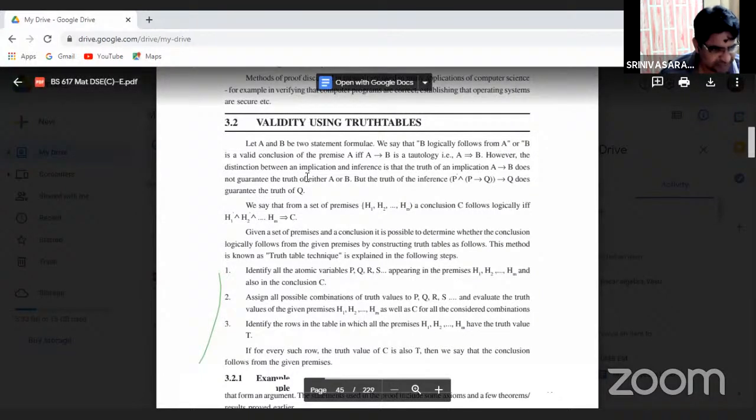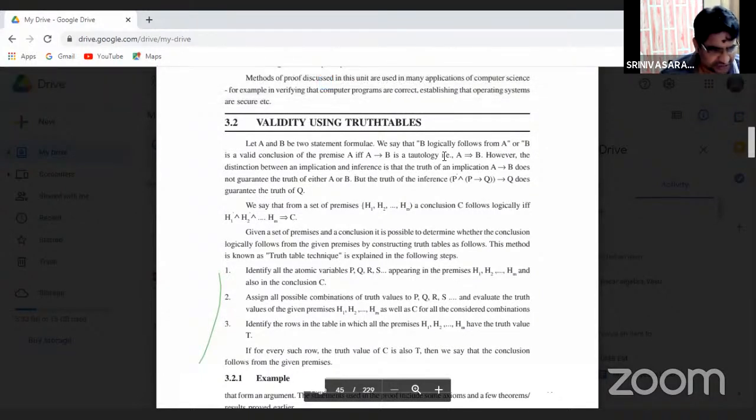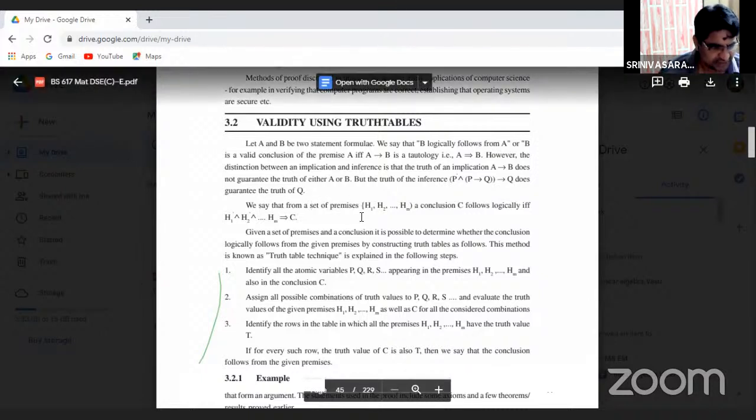However, there is a distinction regarding implication. In this inference, A implies B does not guarantee the truth of either A or B. But the truth of P and (P to Q) does guarantee the truth of Q.